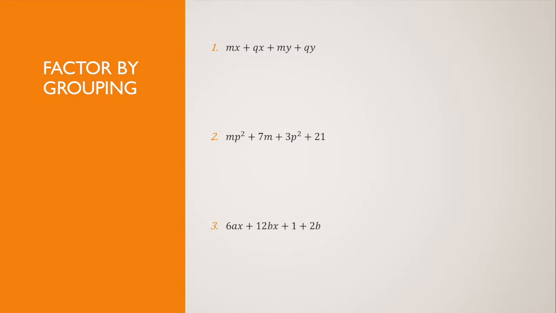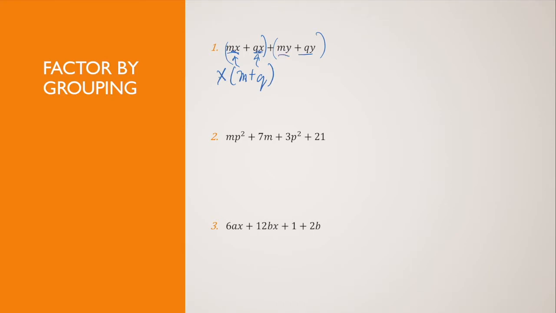Let's work through a couple more examples. If I have mx plus qx plus my plus qy, I'm going to go ahead and put in my sets of parentheses. The greatest common factor of mx and qx is going to be x. So I pull out that factor of x, and that gives me x times m plus q. So x times m is mx, and x times q is qx. And we'll rewrite our variables in alphabetical order.